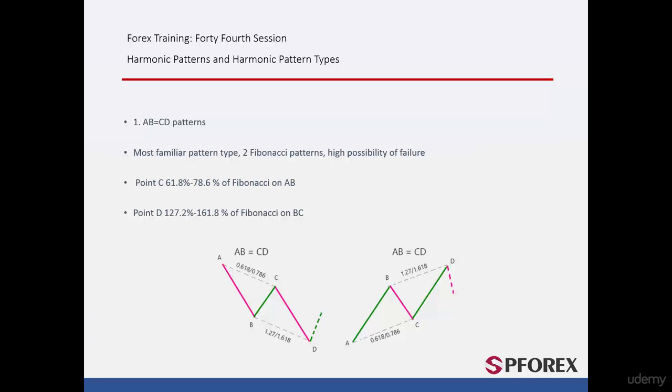Another Fibonacci should be drawn from B to C. The trend must proceed to an area between 127.2% and 161.8% of the second Fibonacci. It is possible for a trend to reverse its direction again from the point D. A trader can place an order agreeing with the trend direction from the point D. This pattern has bullish and bearish types, and failure probability of this pattern is high.